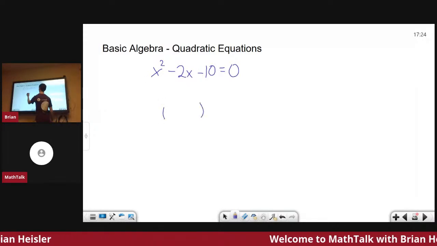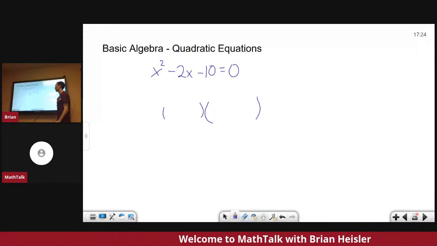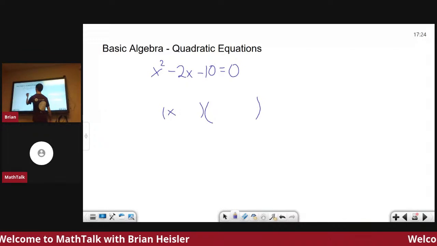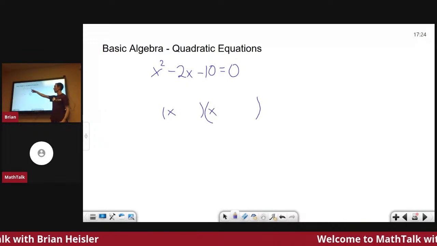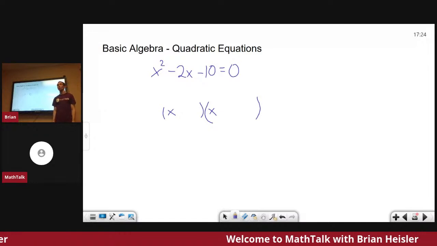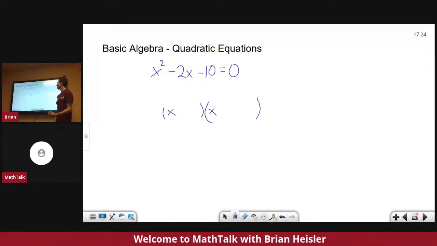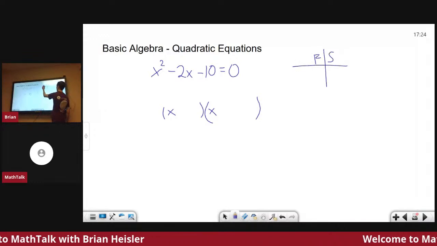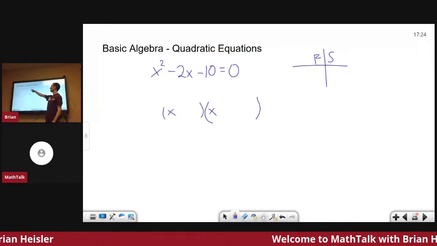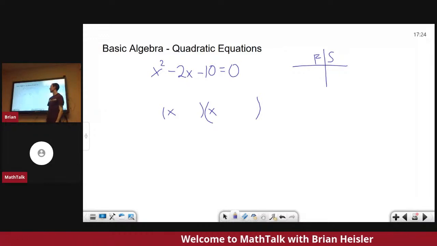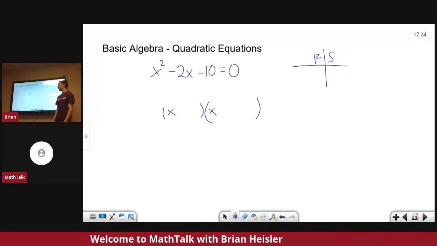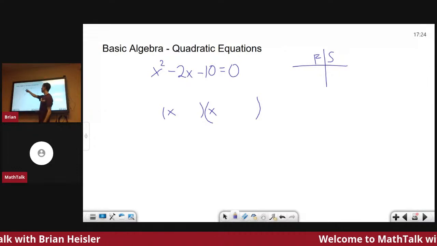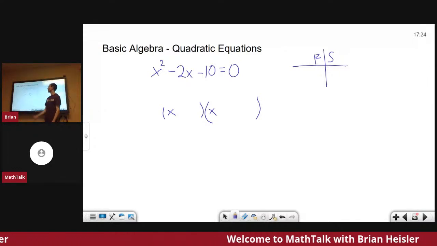I know my answer is going to be broken into two different quantities in expressions. I know that the first term is going to be x in both of them, because the first term of my equation is x squared. So it's x times x. The factor sum method says I need to find two numbers that will multiply together to get -10, but add together to get -2. So multiply to get my last number, add to get my second number.